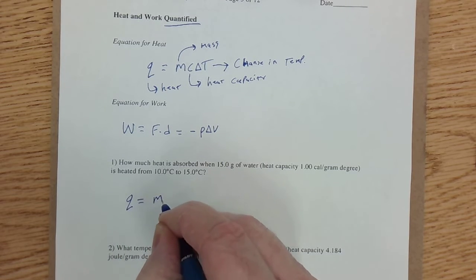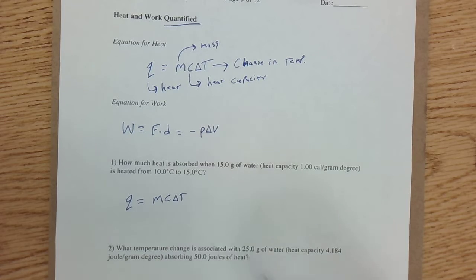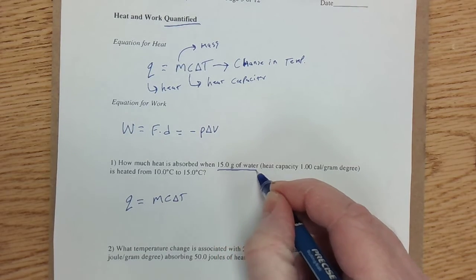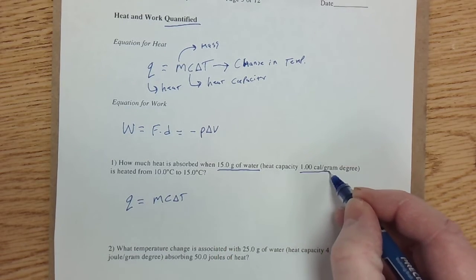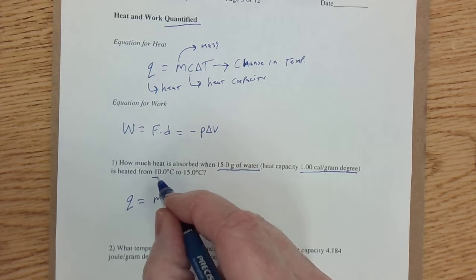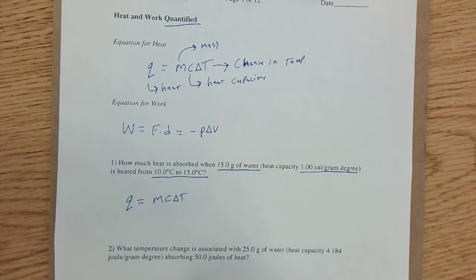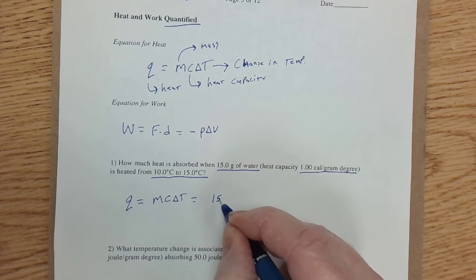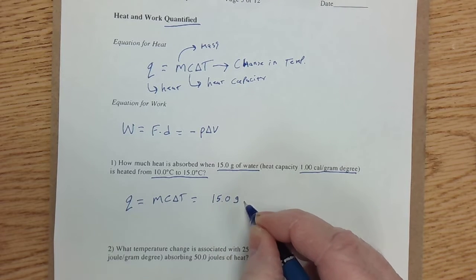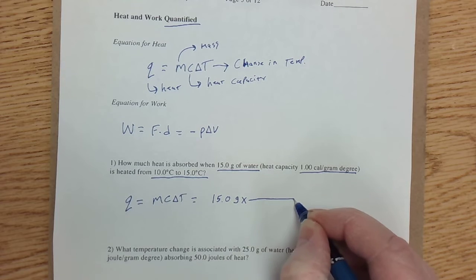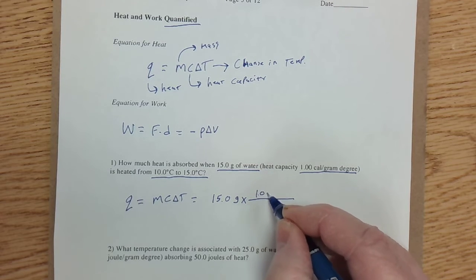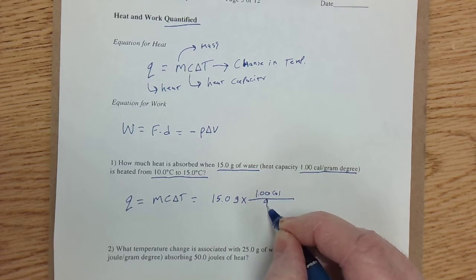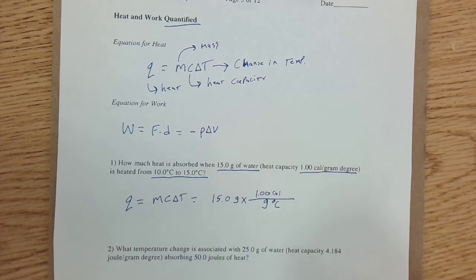q = mcΔT. We have 15 grams of water, its heat capacity is given, and there's a temperature change from 10 to 15.0 degrees, and we would like to know how much heat is absorbed when this happens. So our mass is 15.0 grams times the heat capacity, which is 1.00 calories per gram degree.